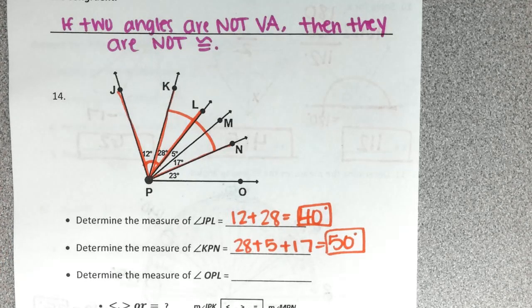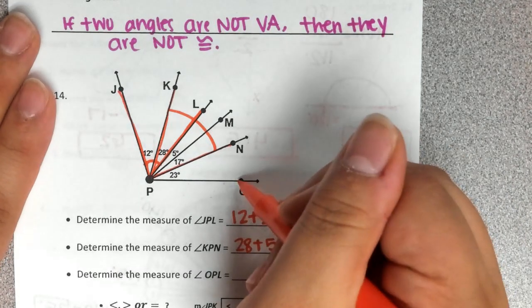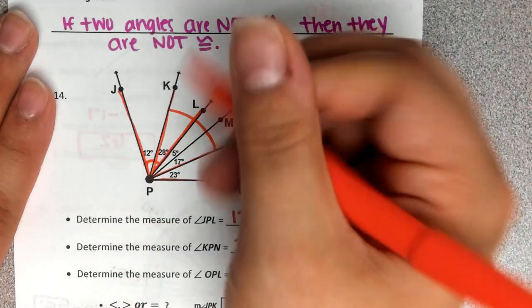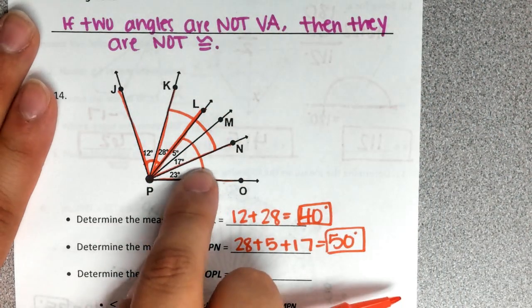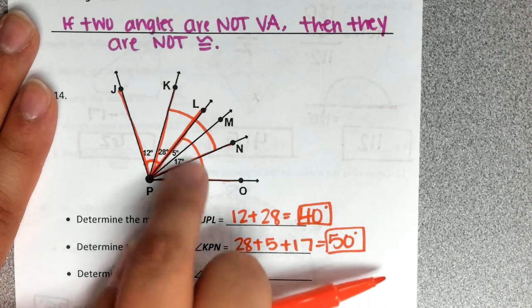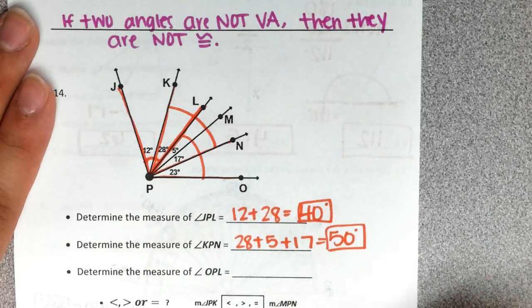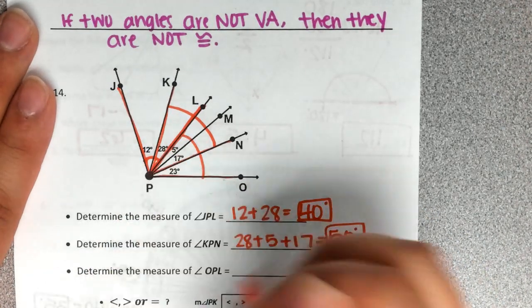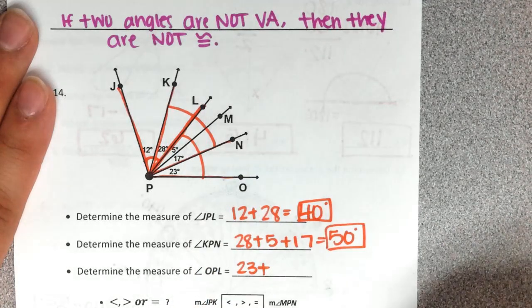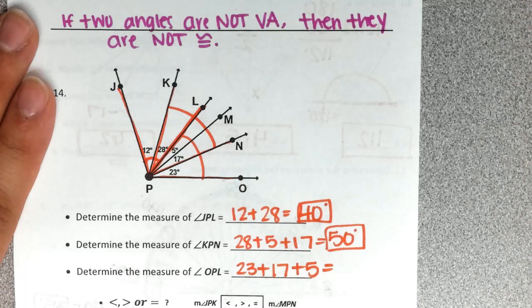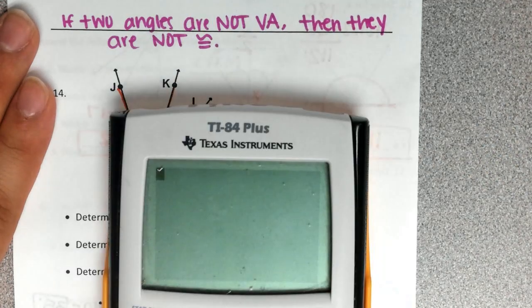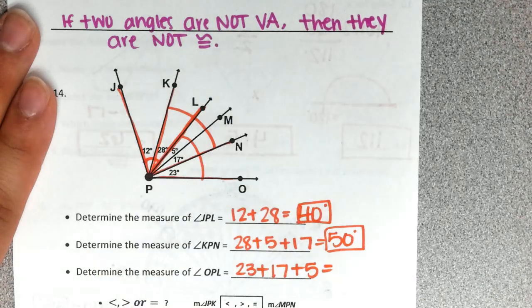And then the last one's asking for OPL. So start at O, go to P, go to L. That's here to here. So what am I going to add there? I'm going to go this way. 23 plus 17 plus 5. What is 23 plus 17 plus 5? I got 45.